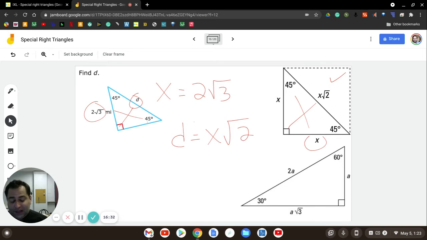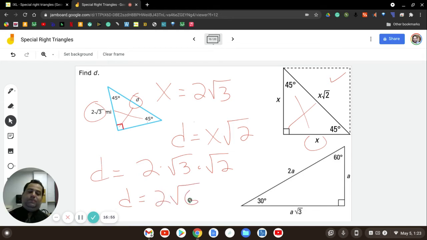I know what x is. X is 2 square root of 3. So I know that d is going to be equal to 2 times the square root of 3 times the square root of 2. Remember, inside times inside, outside times outside. So 3 times 2 is 6. So d is going to be 2 square root of 6.